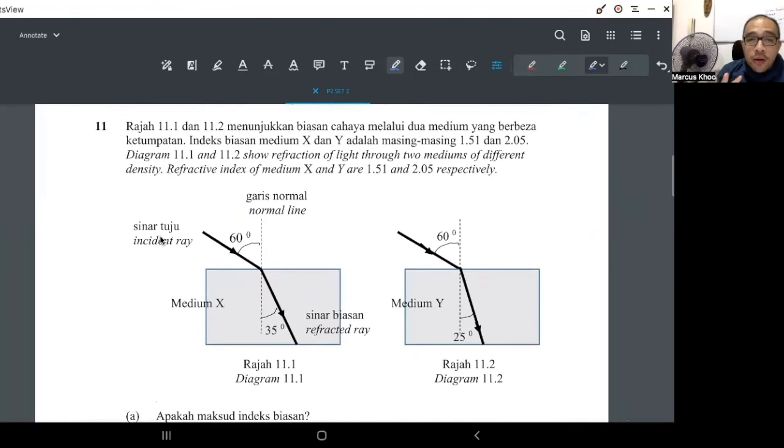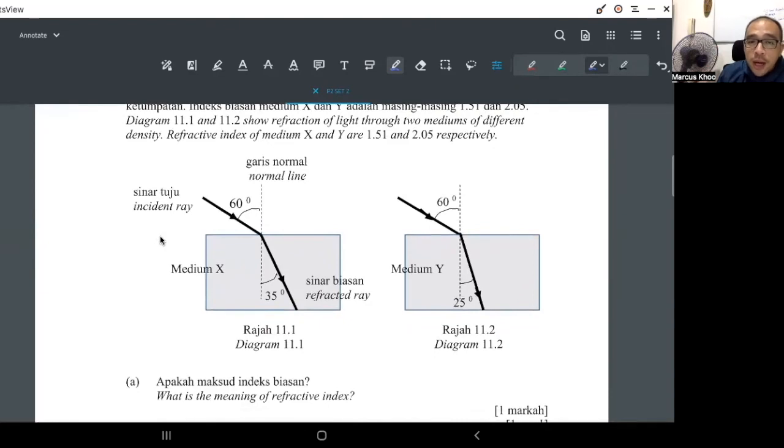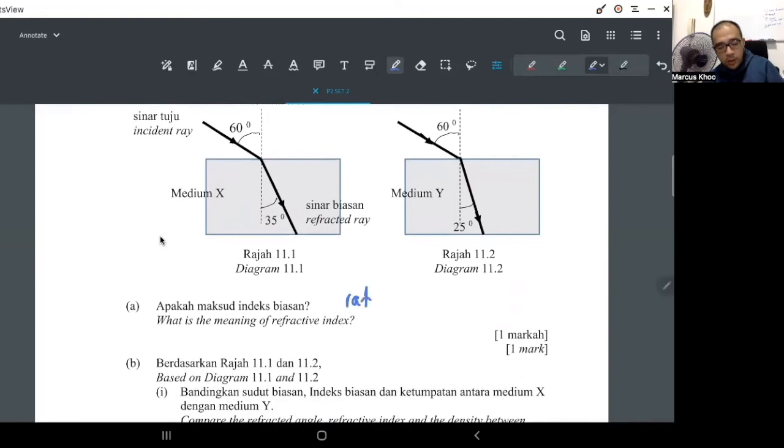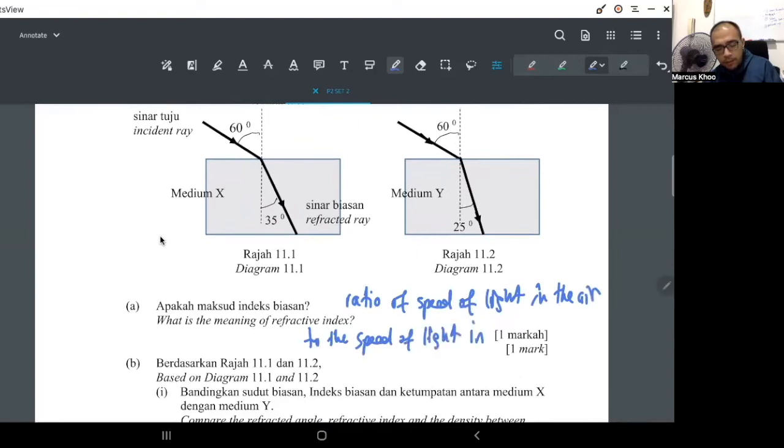Okay, refractive index, 1.51 and 2.05. So the incident ray is 60 and the refracted rays are 35 and 25. Okay, so what is the meaning of the refractive index? So refractive index is the ratio of the speed of light in the air to the speed of light in a medium. Okay, this is the standard one.